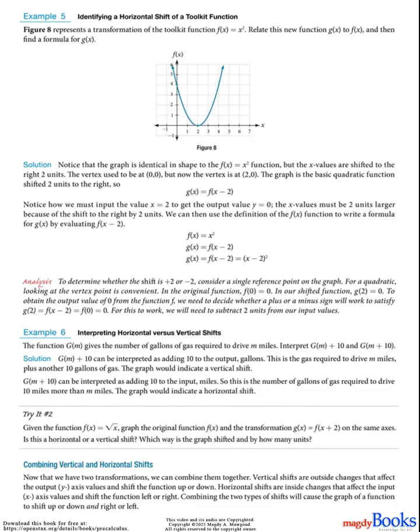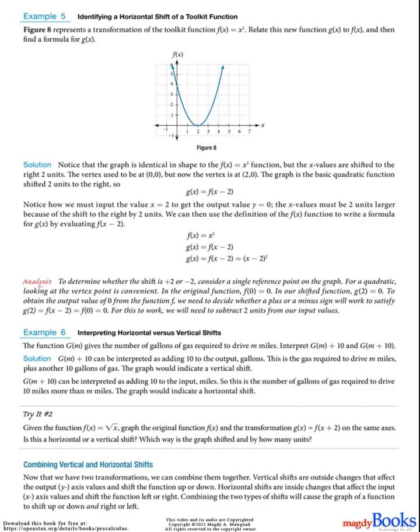Try it number 2. Given the function f of x equals square root of x, graph the original function f of x and the transformation g of x equals f of x plus 2 on the same axes. Is this a horizontal or a vertical shift? Which way is the graph shifted, and by how many units?